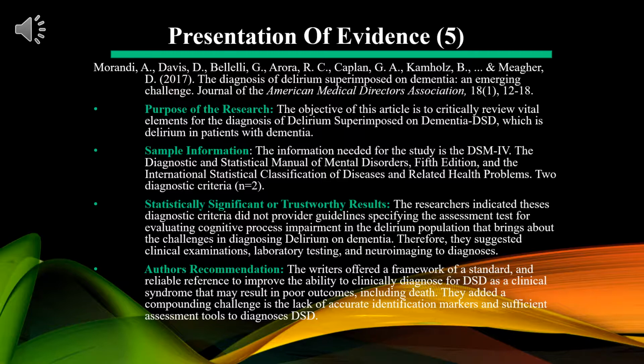Presentation of evidence, Article 5. The topic, the diagnosis of delirium superimposed on dementia, an emerging challenge. Purpose of the article, critically review vital elements of diagnosis of delirium superimposed on dementia, known as DSD, which is delirium in patients with dementia. Sample information was gathered from the DSM-5 and the International Statistical Classification of Diseases and Related Health Problems.